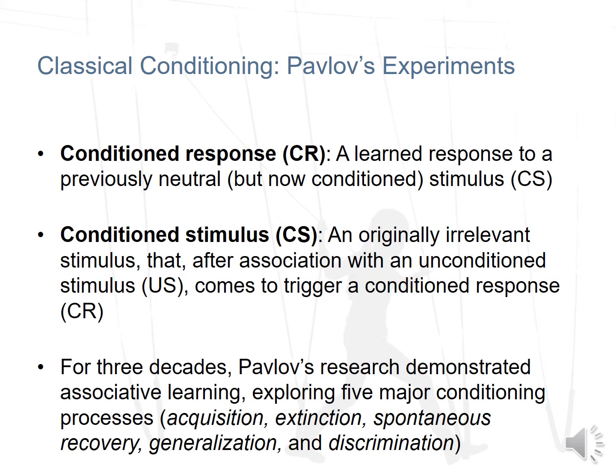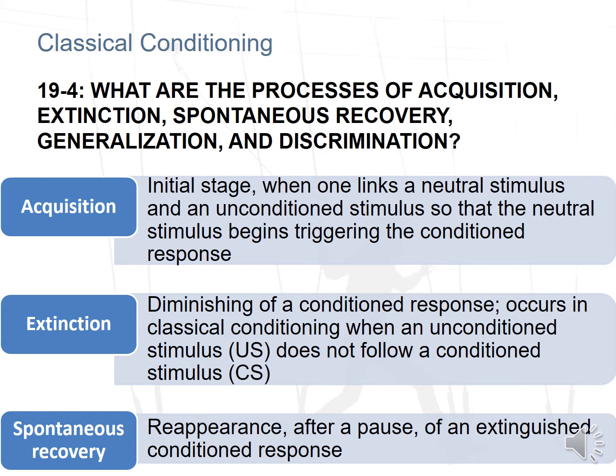A conditioned response is a learned response to a previously neutral but now conditioned stimulus, and a conditioned stimulus is an originally irrelevant stimulus that, after association with an unconditioned stimulus, comes to trigger a conditioned response. For 3 decades, Pavlov's research demonstrated associative learning, exploring 5 major conditioning processes called acquisition, extinction, spontaneous recovery, generalization, and discrimination. What are the processes of acquisition, extinction, spontaneous recovery, generalization, and discrimination?